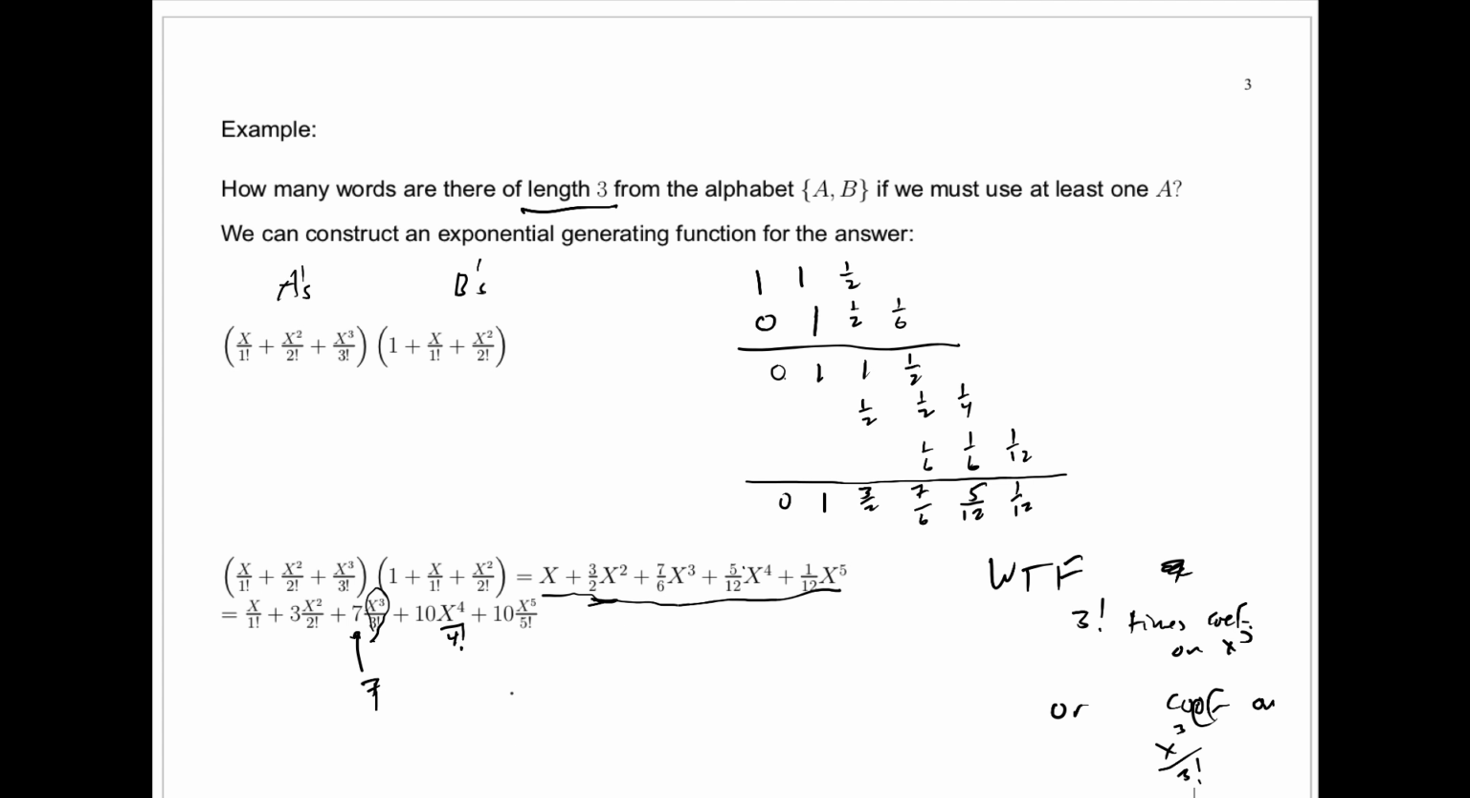Now, is this a question we could have answered easily without generating functions at all? Of course it is. We want words of length 3 from a 2-letter alphabet. If there's at least one A, well, how many words of length 3 are there just using A and B if we had no conditions? Well, there would be 2 cubed, or 8. How many don't have at least one A? The answer is 1, the word BB. And so the answer is 7. So this is certainly the correct answer. And we've solved the problem.